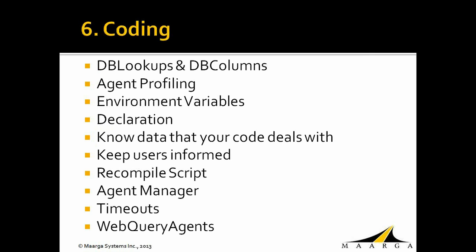From a coding perspective, we have 10 things lined up. DB lookups, the first of them, and DB columns. These are real-time performance killers. The more the number of DB lookups and DB columns, slower is the performance.